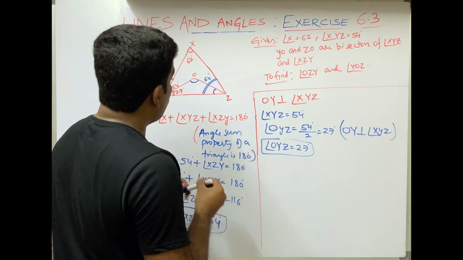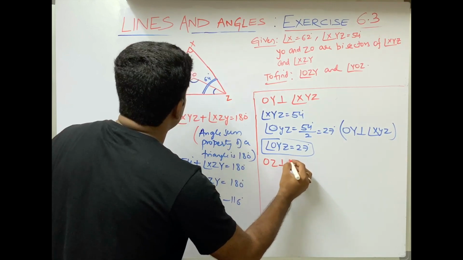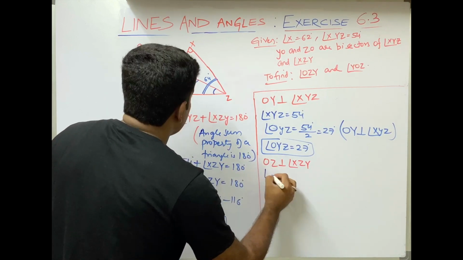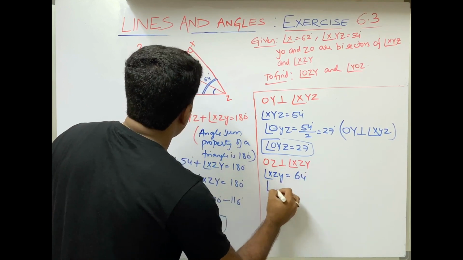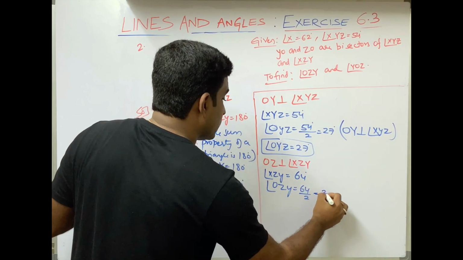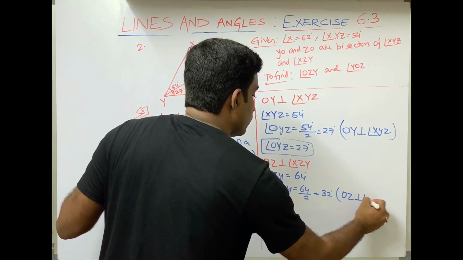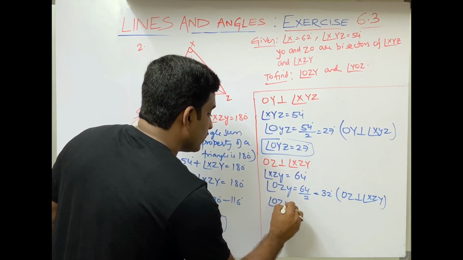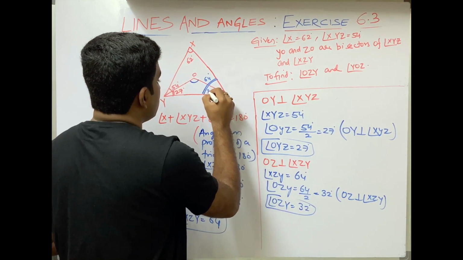Okay. Now what we have to do is the same thing. OZ is the bisector of angle XZY. Angle XZY we got as 64 degrees. Then angle OZY equals 64 by 2, it will be 32 degrees. Same, the reason is OZ is the bisector of angle XZY. Angle OZY we got as 32 degrees.